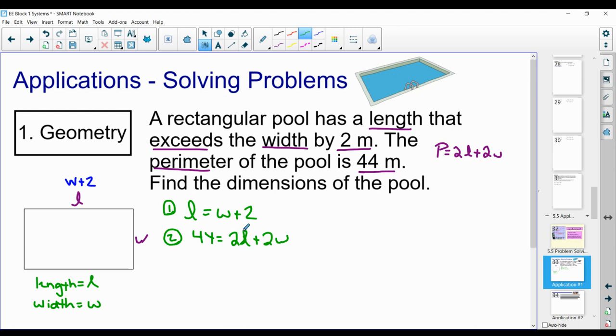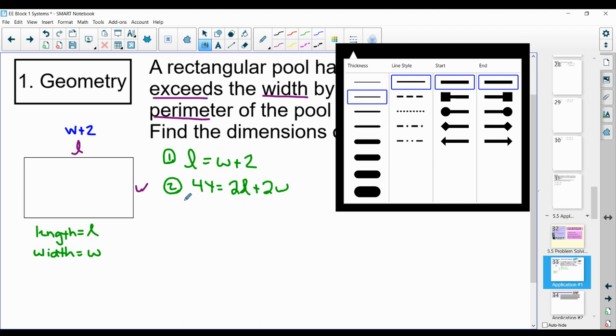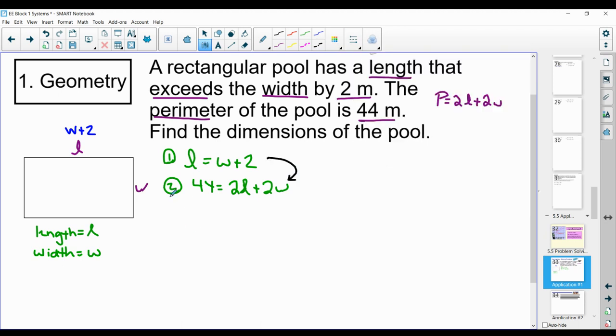Now, at this point, we've defined our variables, we've set up our equations. Our next step is to solve. And this is where we're going to decide whether we use substitution or elimination. Well, when I look at these two equations, I can see that I already have L being set equal to W plus 2. So for me, the most logical step to use will be substitution. So I'm going to substitute this into there. So I'm going to solve using substitution.